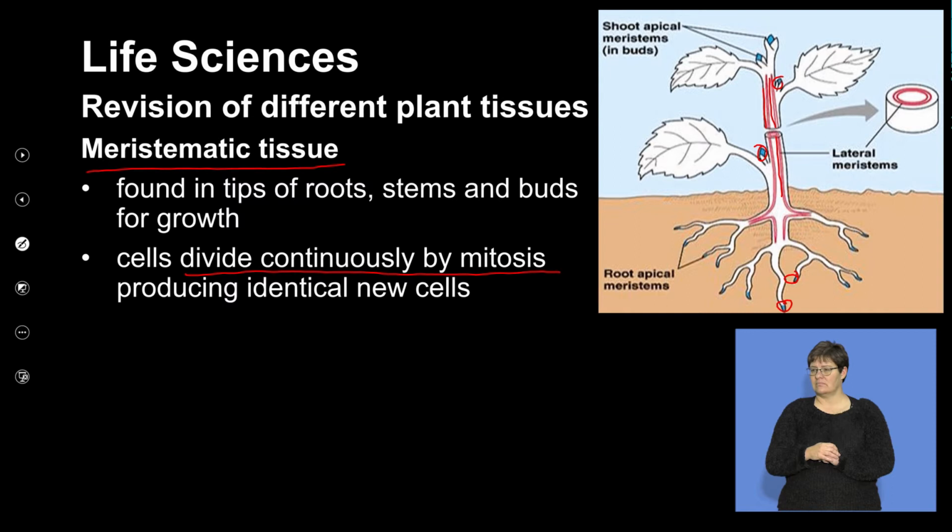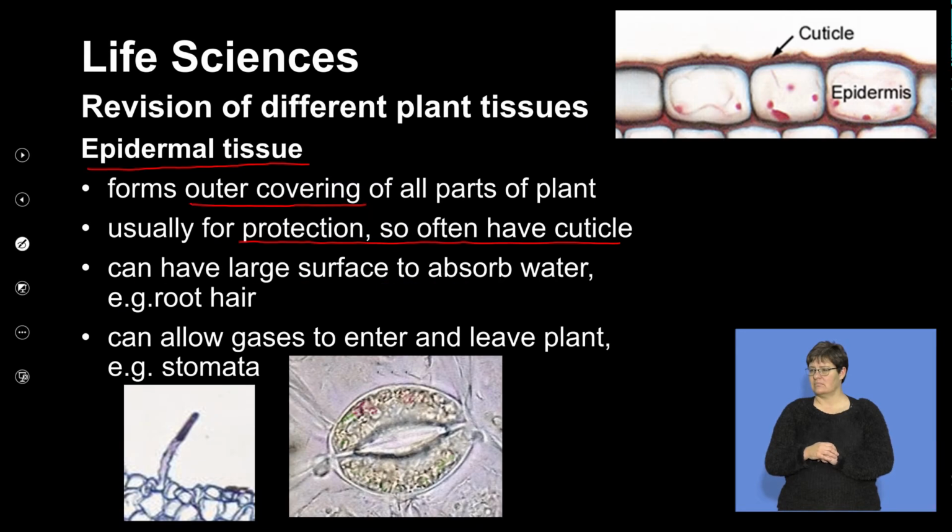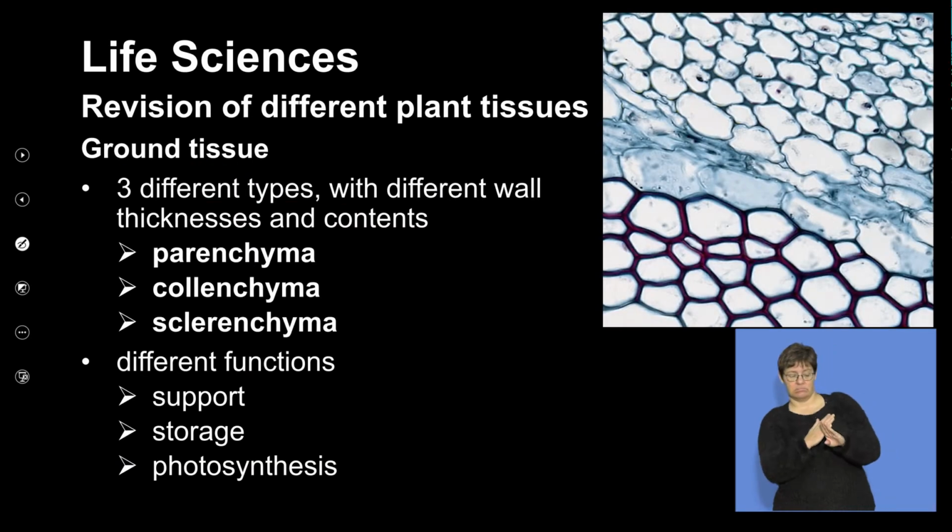That's our nice thick cuticle on the outside of the epidermis. But some of the cells are also elongated to increase the surface area for absorbing water, for example, your root hair. And on the leaves, some of the cells are stomata with 2 guard cells to control substances moving in and out of the leaf.